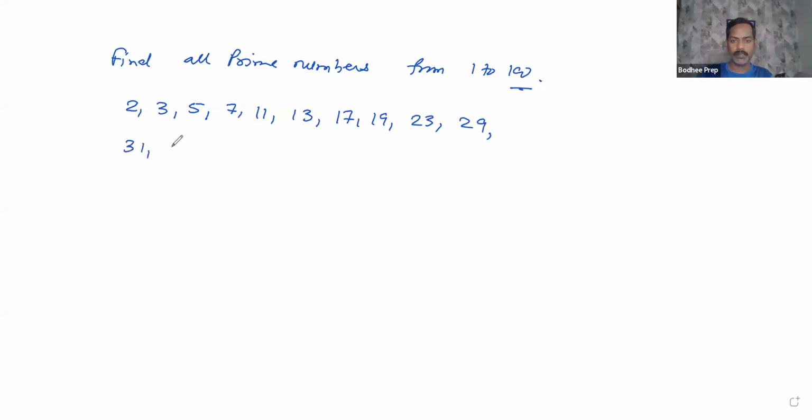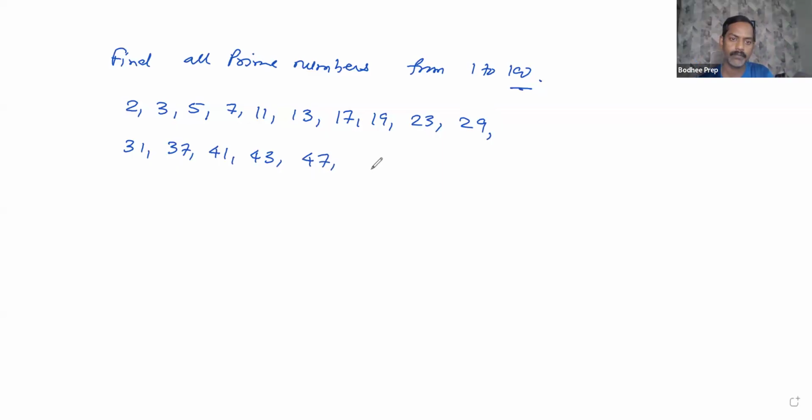33 we have to rule out. It is divisible by 3, right? And 11 as well. Then next is 35, ruled out. It is divisible by 5. 37 we have to take. Then 39 has to be ruled out because it is divisible by 3. Then 41, 43 have to be taken.